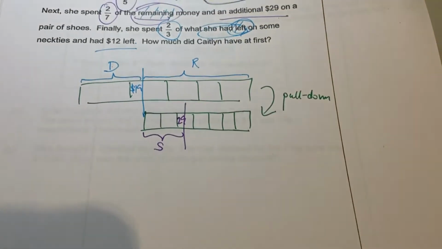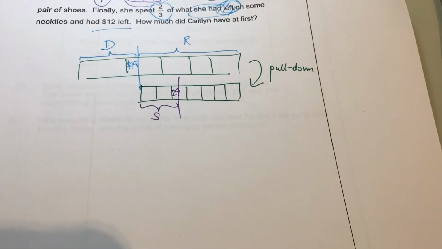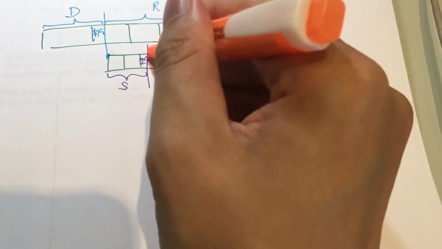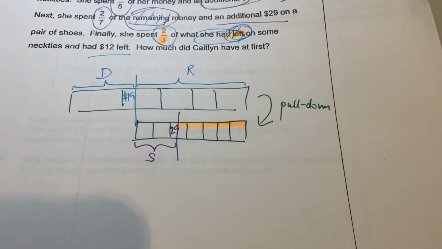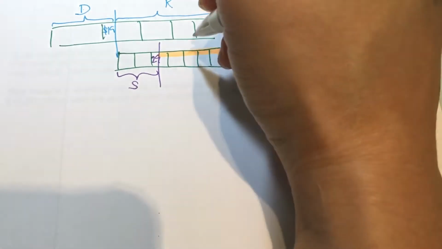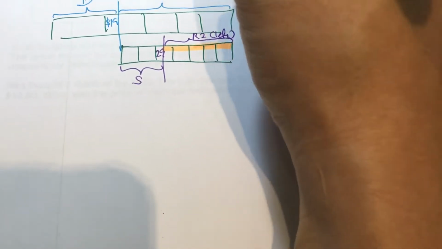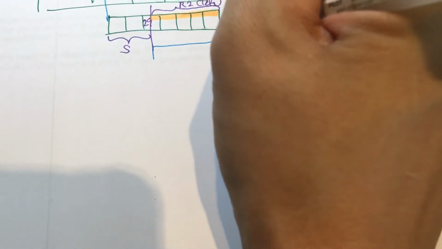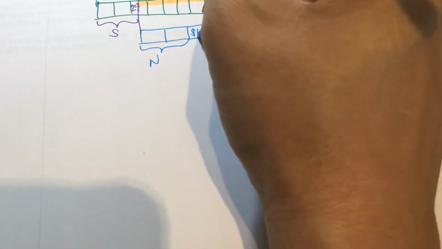Finally she spent 2/3 of what she has left. So what she has left is here. So this is a 3-tier remainder concept question. This is what's left. In fact, you can also label them as remainder 2 or left in this case, and this is remainder 1. So what's left will be 2/3, and then she spent 2/3 on necktie and $12 left. Okay, great.